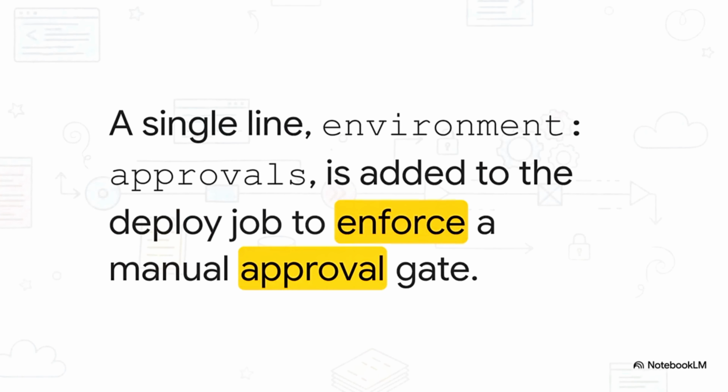And here's the magic. It's just one line of code. By adding environment approvals into our deploy job, we're literally telling the pipeline, pause right here, and do not go any further until a designated person comes in and clicks approve. It's control, defined as code, and it's seamlessly integrated right into our process.